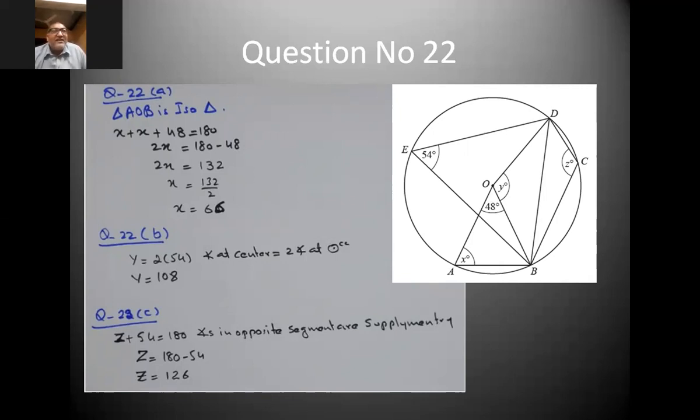So hopefully you understand. Then the question is to find the angle z. If you look carefully, DCBE. Look at them carefully.